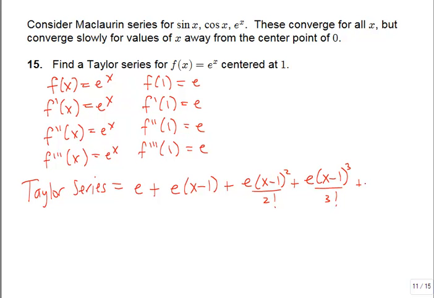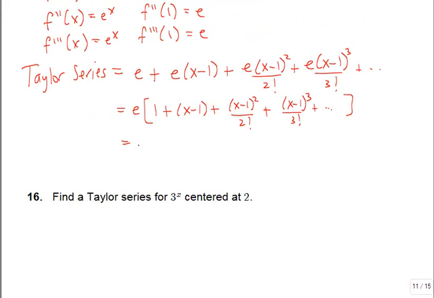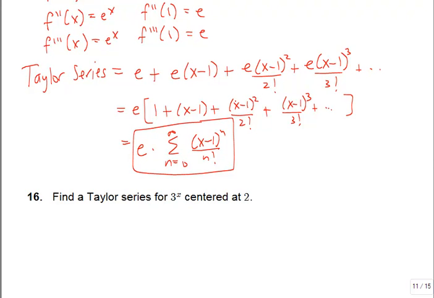If you want, you can factor out that e from all of these and make this 1 plus x minus 1 plus x minus 1 squared over 2 factorial plus x minus 1 cubed over 3 factorial, etc. And in terms of summation notation, this would just be an e times the sum from 0 to infinity of x minus 1 to the n over n factorial. So there's our Taylor series for e to the x centered at 1.